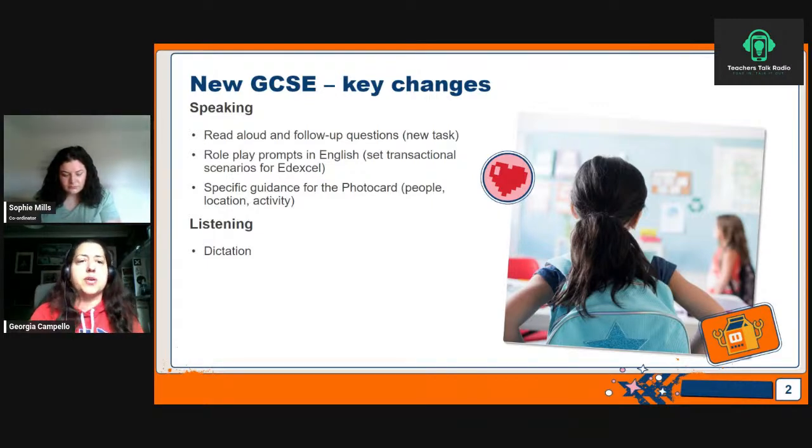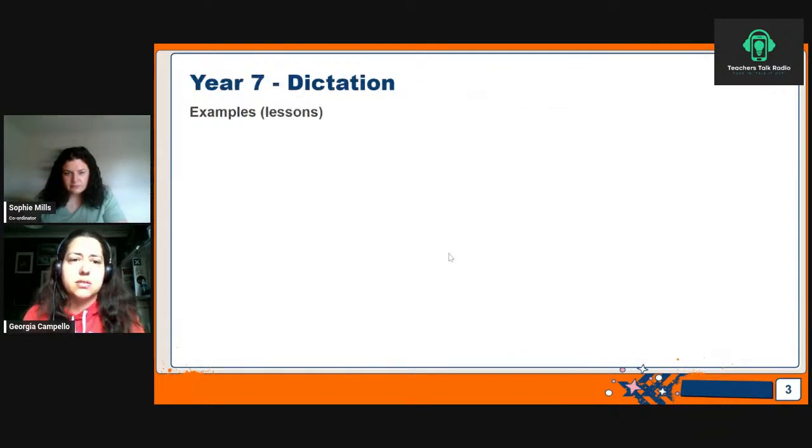And then for listening, we have the dictation, which is new as well. And for the writing, we need to think about the prompts that are now going to be in English rather than in the target language. So that's also something for us to think about. I'm just going to give some examples of activities that we did in lessons, and then how we used those in an assessment for the different years. We have a 3-year Key Stage 3, so it'll be from Year 7 to Year 9.